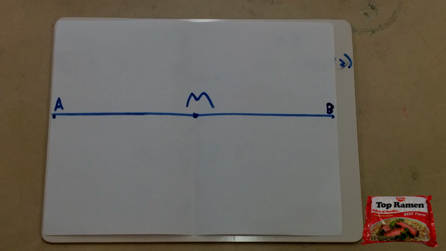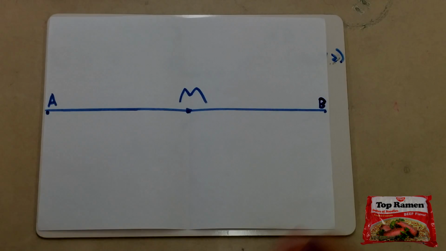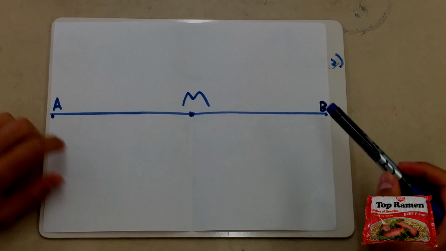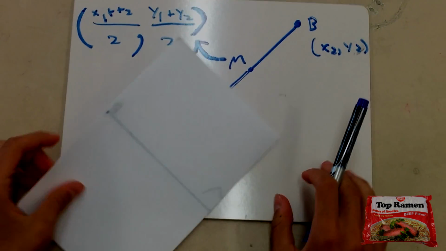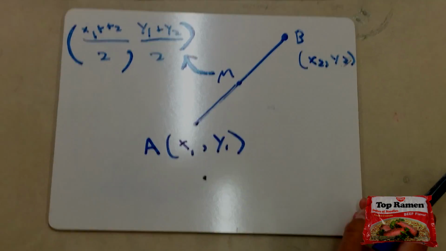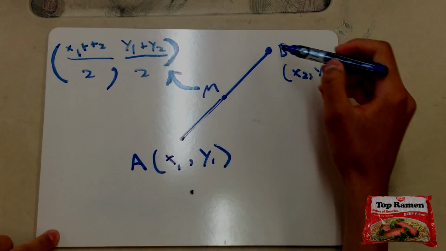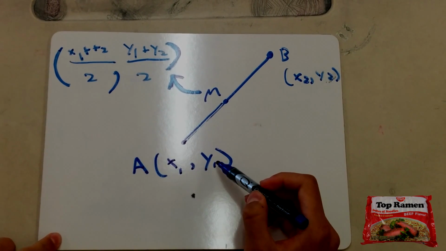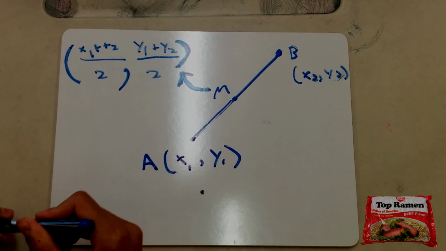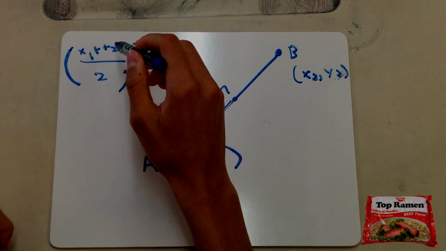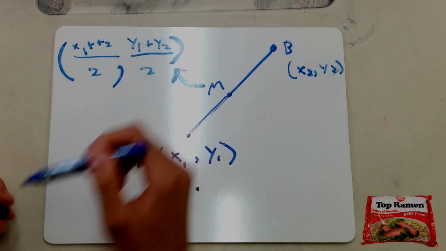I will begin by explaining that the midpoint of a segment is the point that divides a segment into 2 congruent segments. So for instance, if this is segment AB, point M would be the midpoint because it divides it into 2 congruent segments. So for the midpoint formula of segment AB, in which A is x1, y1 and B is x2, y2, the formula for the midpoint would be x1 plus x2 over 2 for the x value and y1 plus y2 over 2 for the y value.